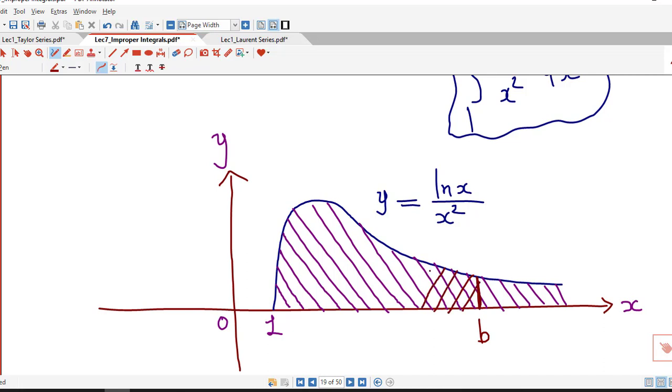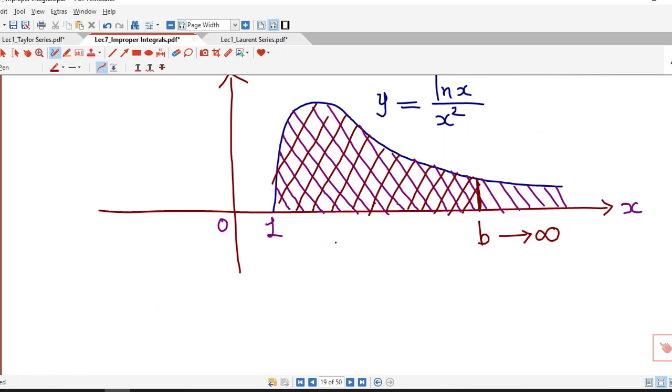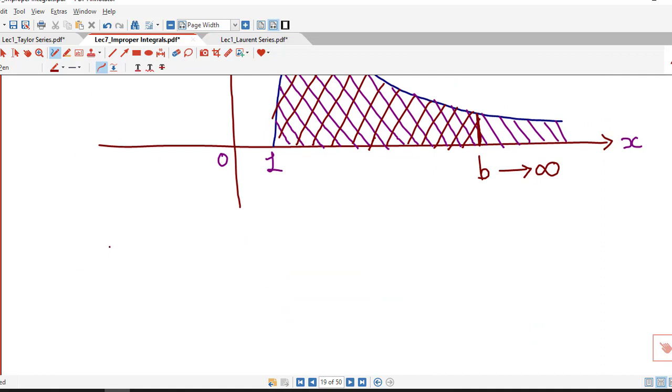First we will find the value of this area, which is from 1 to b, and to find out the whole area we have to consider the limit of that area from 1 to b as b tends to infinity. So if the limit of that area is finite, the whole area is finite, otherwise it is not finite. So first we try by the definition of improper integral.